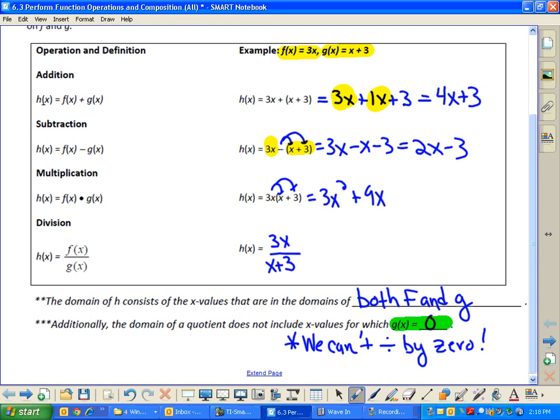Nobody can. So for instance, in this one here, x plus 3, that was our g of x on the bottom. x could not equal negative 3, because that would make 0 in the bottom of that fraction, so we would have to exclude -3 from that function's domain. So that's just a real quick run through on how you do your 4 operations with functions.